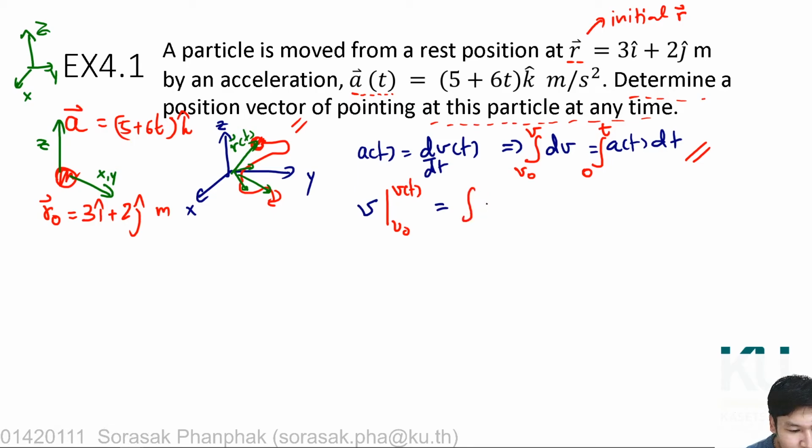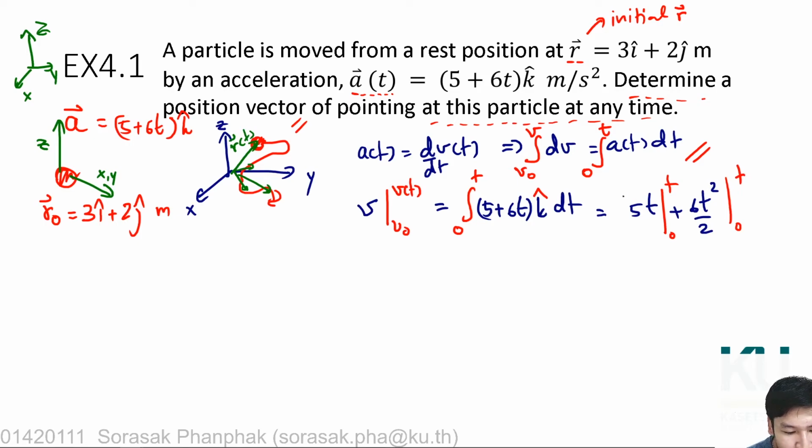So here a(t) is 5 plus 6t k. This is what you get when you integrate by dt from 0 to t. So now you get this term as 5t plus 6t squared over 2. Don't forget to put the limit in from 0 to t and from 0 to t. All of them in the k direction. This is after the integral, and you substitute all the limits in.